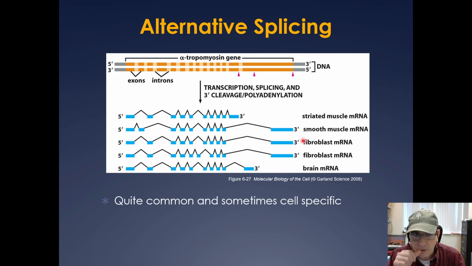Now in a cell you can have alternative splicing. In this case they're using the example of the alpha tropomyosin gene, and the exons and introns are highlighted here. As you can see in different tissues, the transcript is spliced differently. Smooth muscle, fibroblasts, brain mRNA, they're all slightly different. So there's alternative splicing depending on the transcript and what the specific cell needs, whether there's added amino acid sequence or whatnot.